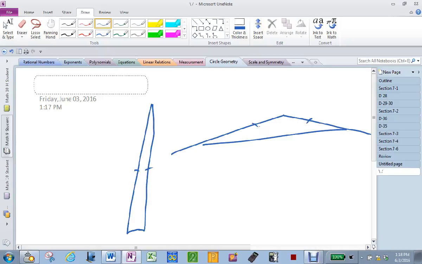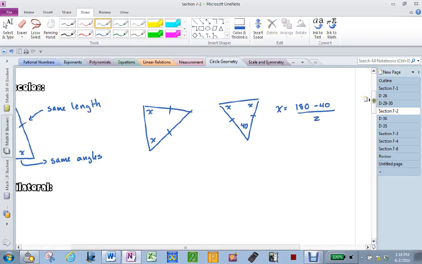Is that isosceles? Yes, even though it's squished flat. Looks don't matter. If any two sides are the same, the angles attached to those sides are the same. Everybody cool? Awesome. Let's move it along.